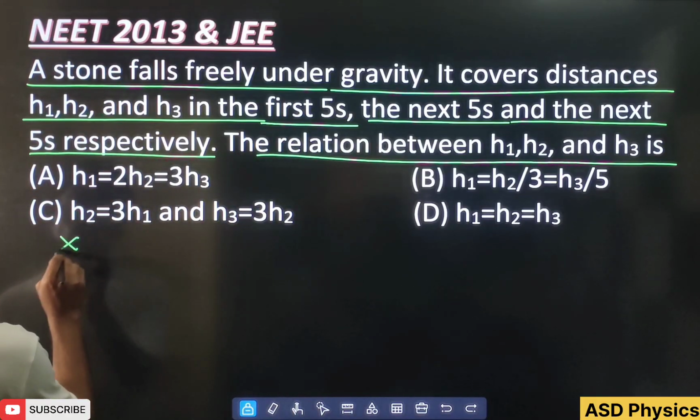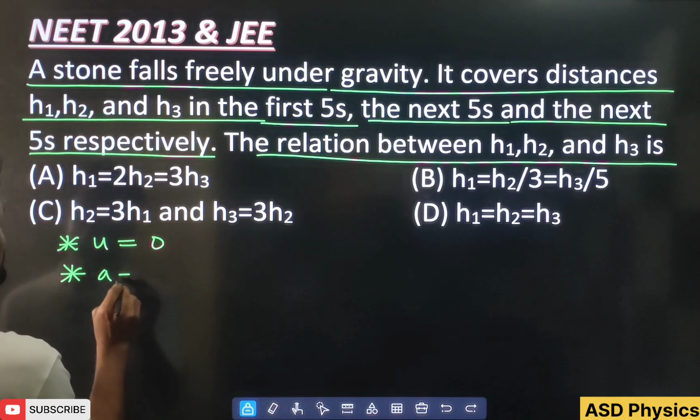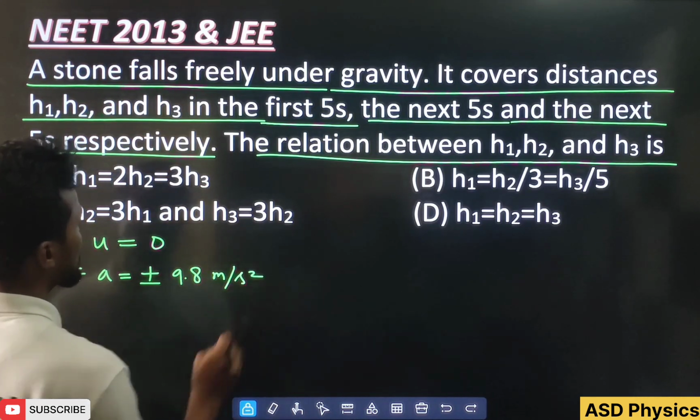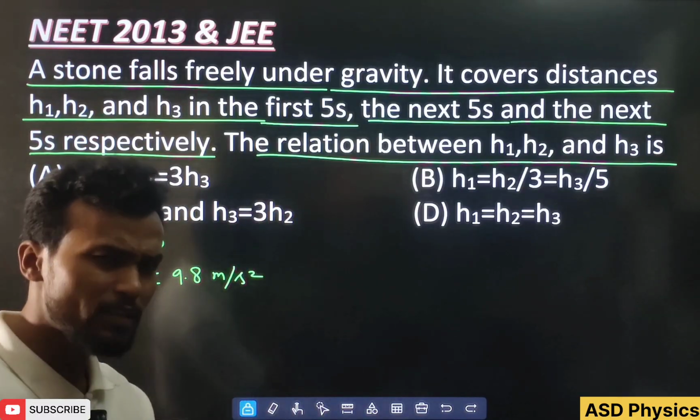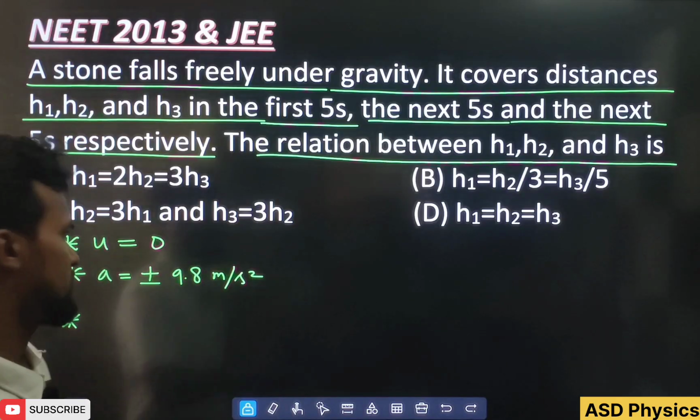Okay. So when the object is dropped, u how much here? 0. Dropped, acceleration moving under the gravity, depending on the sign convention plus or minus 9.8 meter per second square. Most of the time when it will fall I will take here plus. And the time interval, how much is this? 5 seconds.